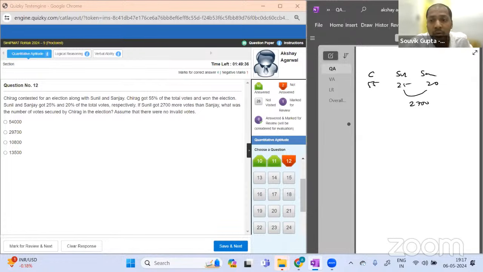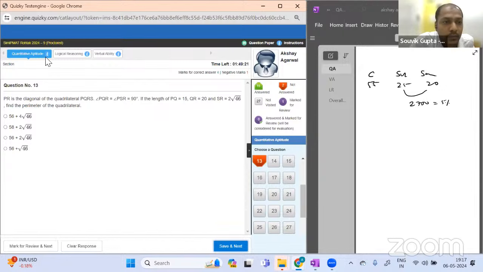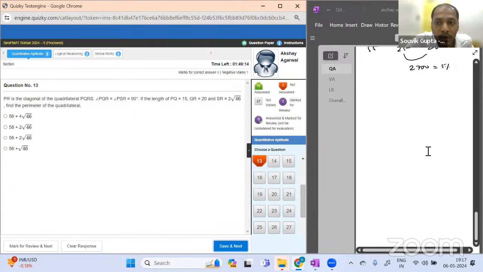If Sunil got 2,700 votes more than Sanjay, 2,700 represents 5%. So 55% would be into 11. Into 11, 2,700 into 11, 27,000 plus 2,700, 29,700. Again, 11 answered, yeah.